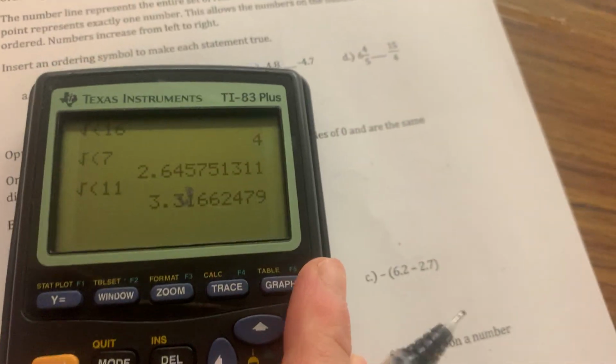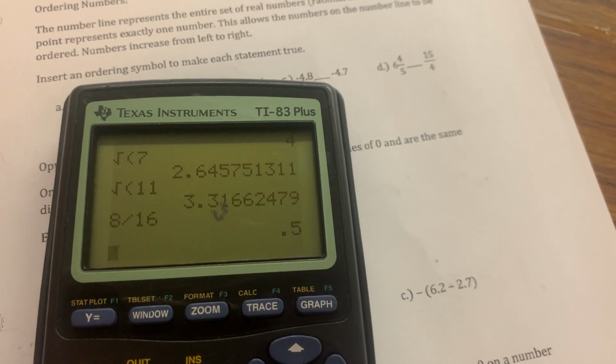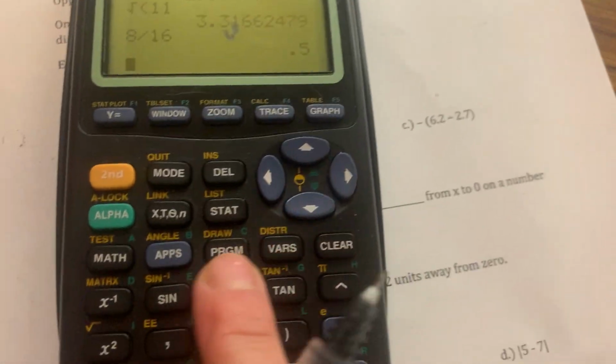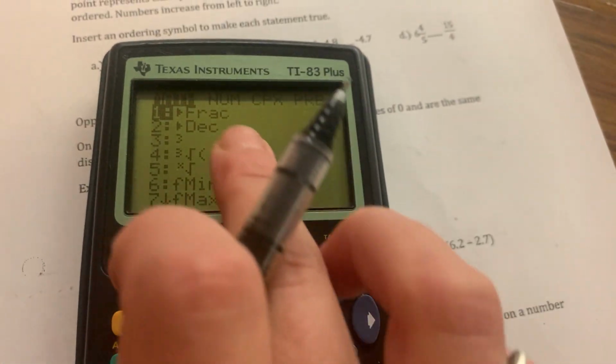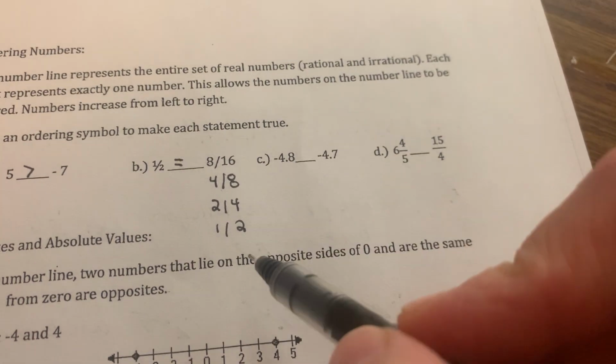See, I didn't know that. I could have just done 8 divided by 16 in the calculator. 0.5. Well, I'm going to go to math. I want it as a fraction. There you go. I could have done that too. This uses our brain more.